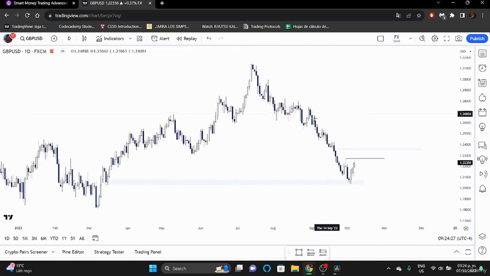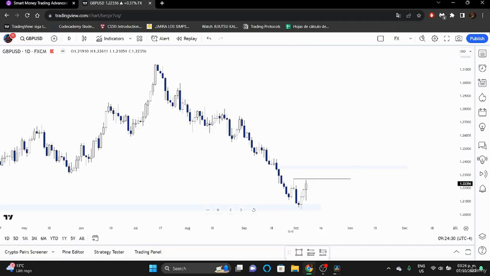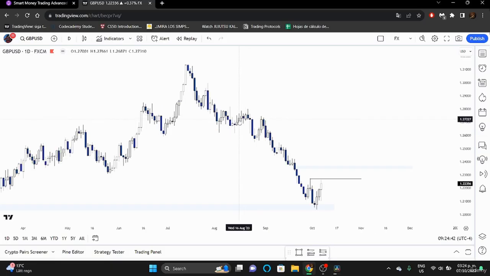GBP, Bitcoin. Obviously, Bitcoin is not going to be as clean as traditional markets because it's not driven in the correct way. Sometimes it's very manipulated, but it also has some sense, and you can still use it, not with the same precision, but with precision enough to be profitable.